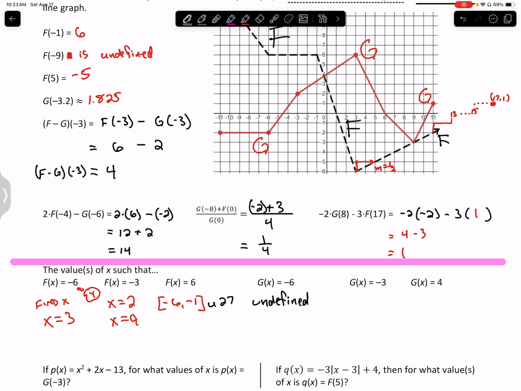g of x is negative 3. We have a y value of negative 3. That touches g in only one spot. That's right here at x equals 9.